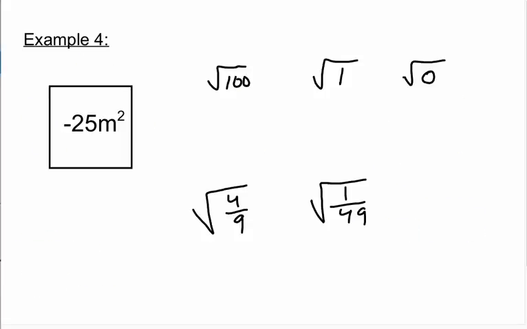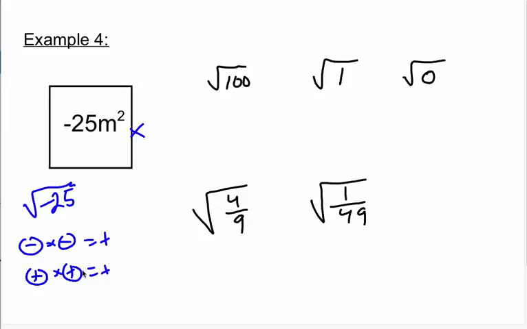Okay, next. Now we have a square with area negative 25. Now that's impossible, right? So it's also impossible to do the square root of negative 25. You can't have two numbers multiplied to give you a negative 25, right? You can't get the same number multiplied by itself to give you negative 25. Because if you have a negative times a negative, you'll get a positive. If you have a positive times a positive, you'll get a positive. There's no way to multiply a number by itself to get negative 25.